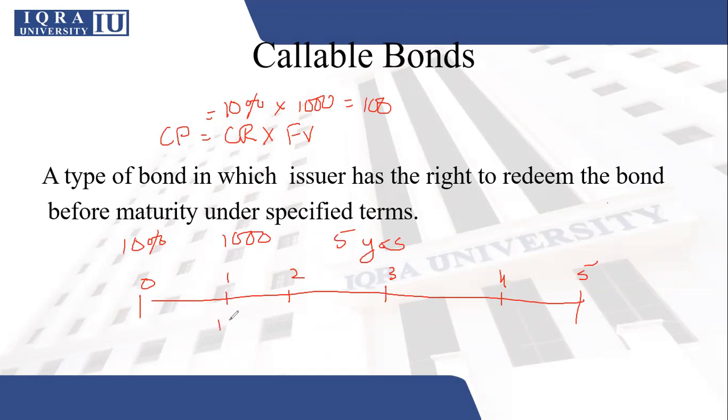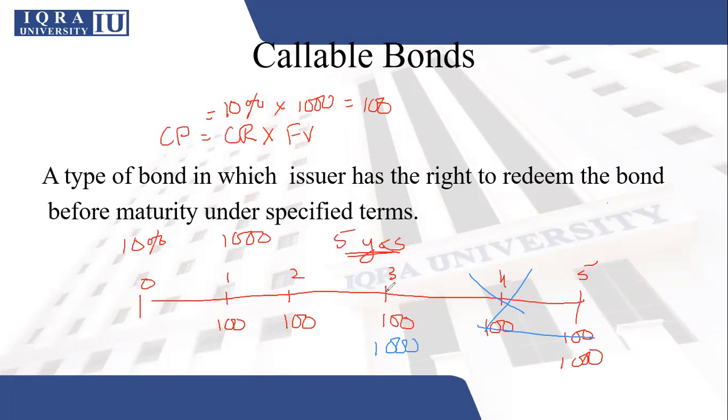That means at the end of the first year, you'll get 100, second year, third year, fourth year, and fifth year. And at the end of the fifth year, you will get the 1000 par value back as well. But if it is a callable bond, the issuer has the right to end the bond before its maturity. So they might end the bond, let's say, after 3 years. So at the end of the third year, they're going to give you back the 1000 and the bond is going to end. So you will not get these later interest coupon payments.